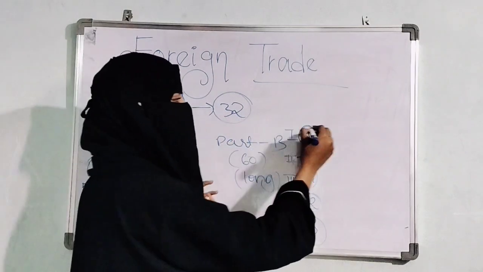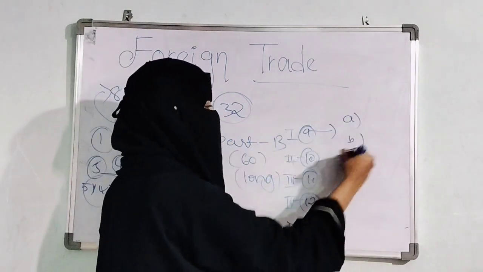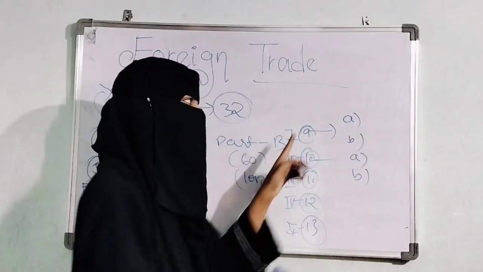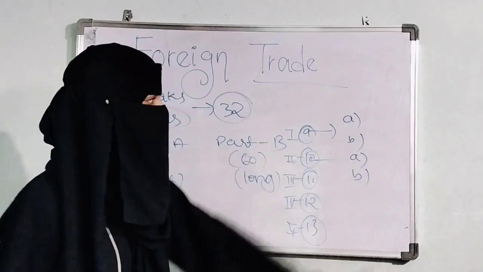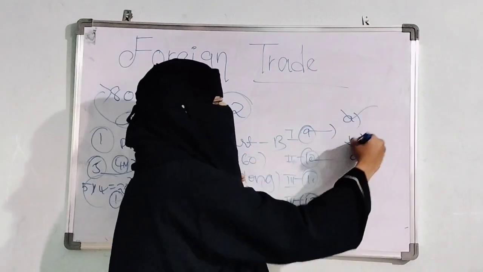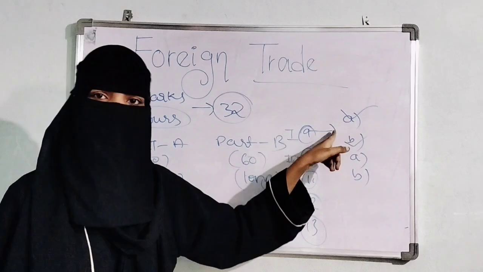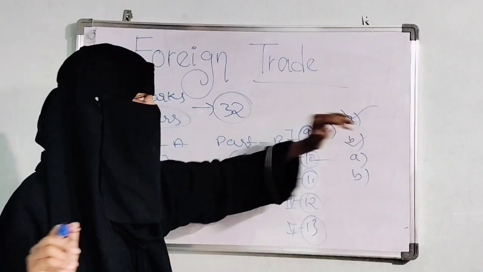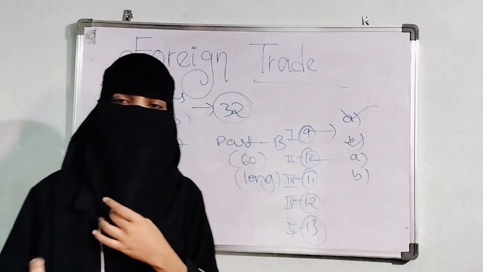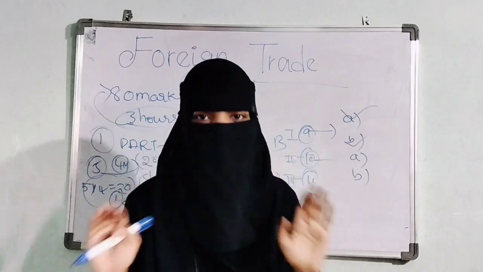Under each question, again you will have A or B. In one unit, you will have 2 questions. Either you can go with A or B. If you are writing A, you just leave B. If you are writing B, you just leave A. So here foreign trade students, no need to worry.